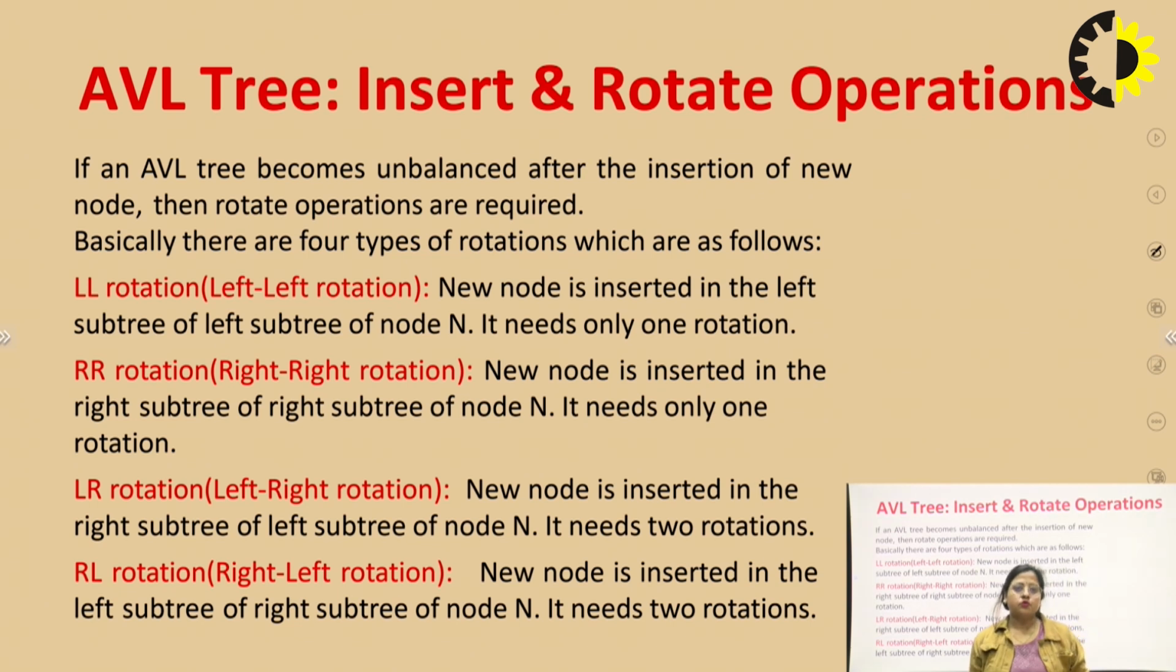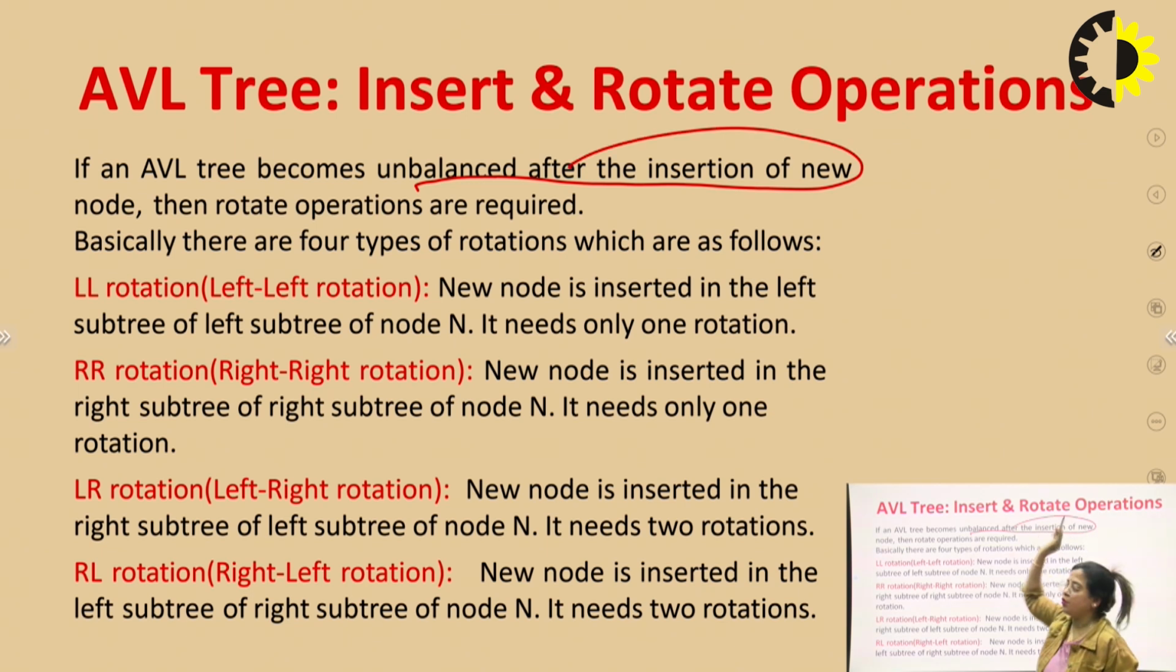The next point is rotation. The AVL tree has 4 types of rotation. First is LL rotation, left rotation; RR rotation, right rotation; LR rotation, left right rotation; and RL rotation, right left rotation. If an AVL tree becomes unbalanced after insertion of any node, then rotation operations are required at a specific position. Basically the 4 types of rotation are LL, RR, LR and RL.